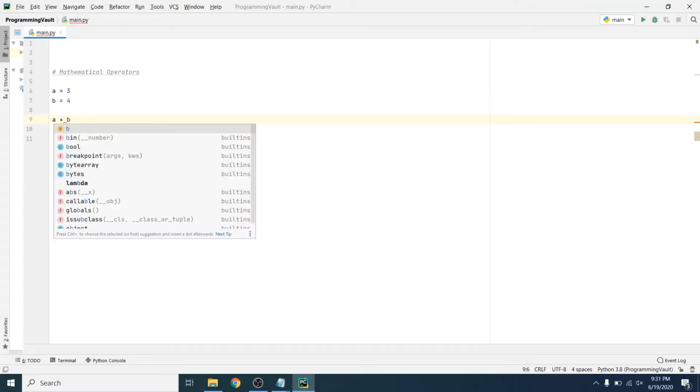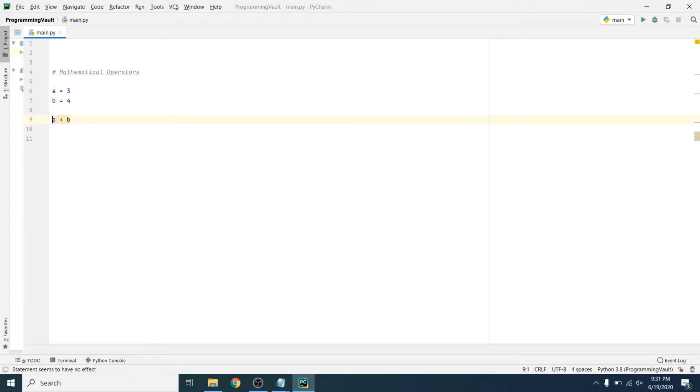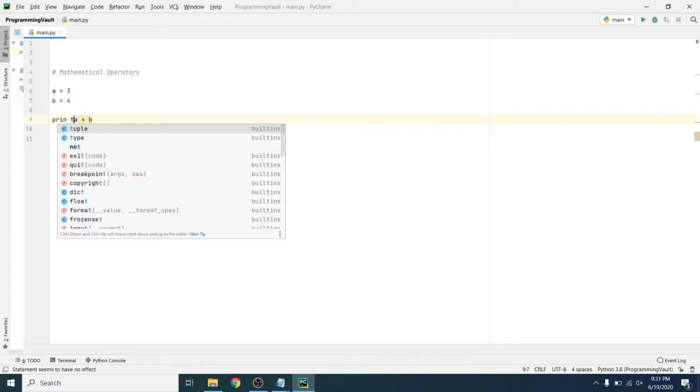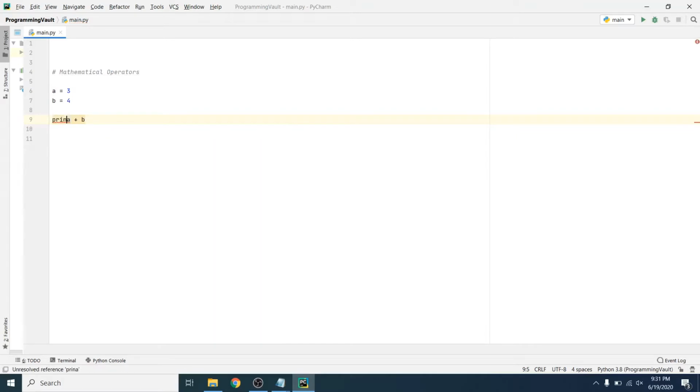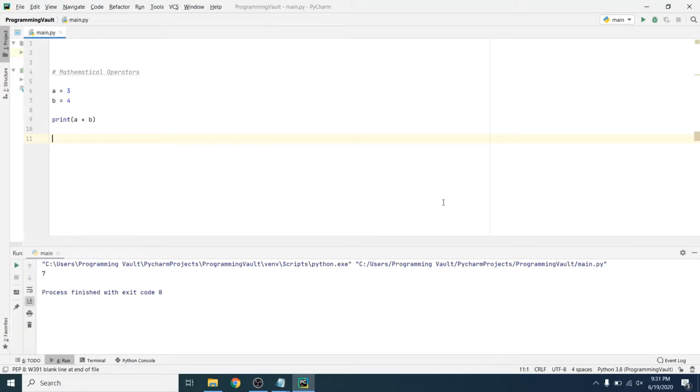So the first mathematical operator that we want to talk about is the addition, right? And we all know what that is, right? It just adds two numbers together and gives us the results. Let's go ahead and print that out and try it. And so this will be our little test of the plus sign, the addition operator. And yep, so we had A equal to 3, B equal to 4. When you add those together, you do in fact get 7.